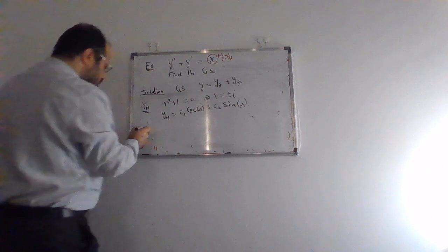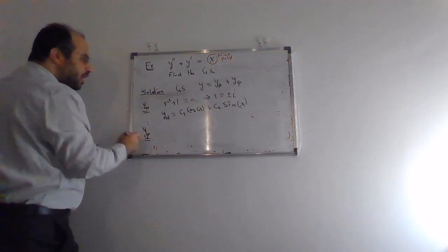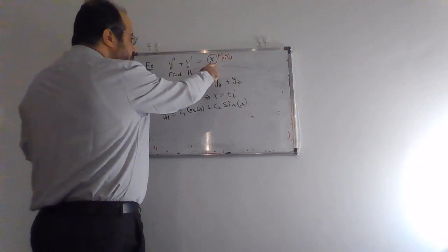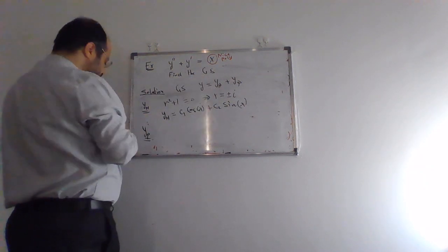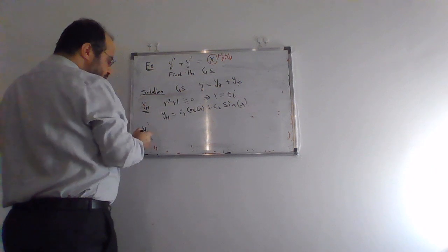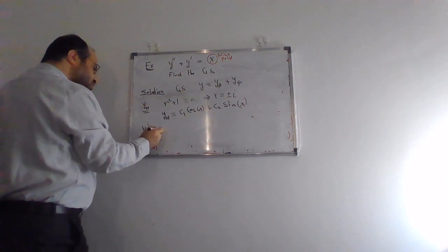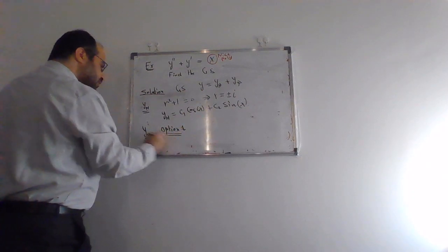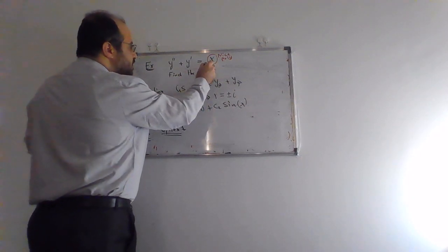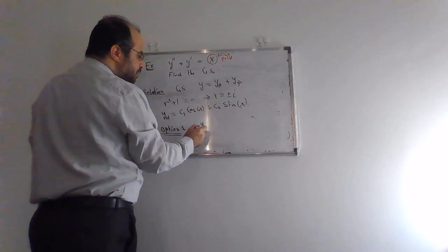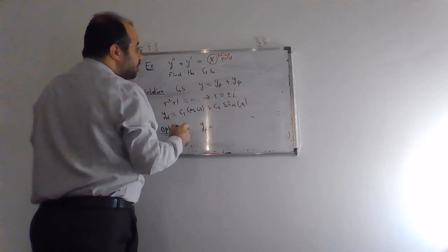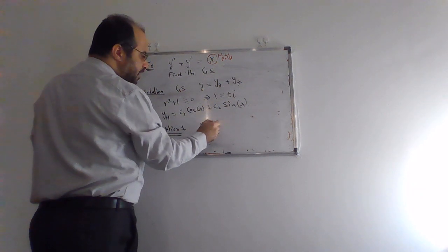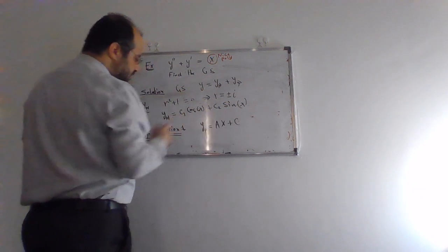Now here is y particular. For y particular, you can use guessing with undetermined coefficients, or you can use the new method. So which method are you going to use? Let's go with option 1. Now what is option 1? This is a polynomial, so you choose your y particular as a polynomial of degree 1, so you're going to have ax plus c.